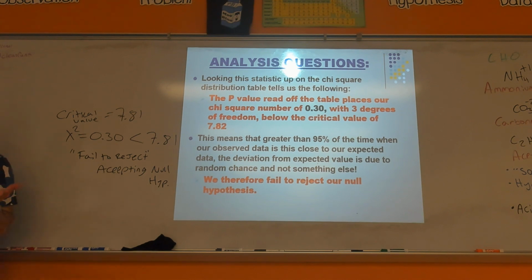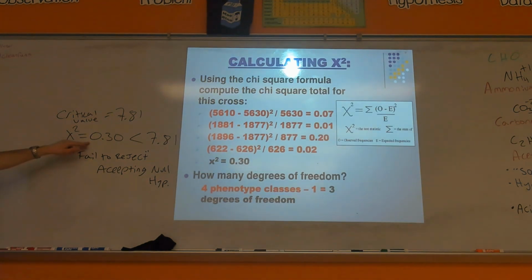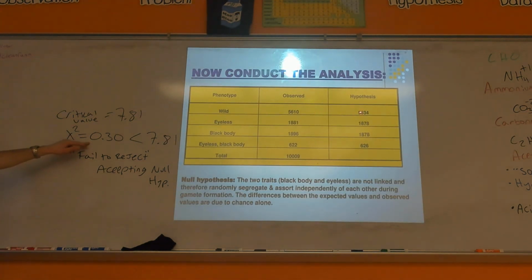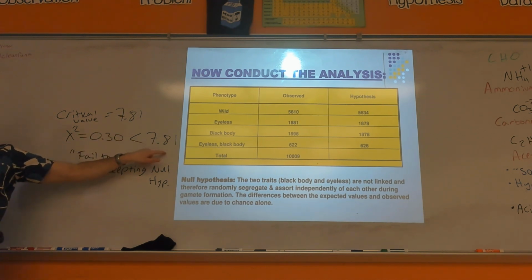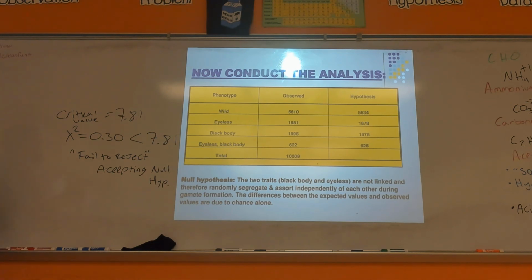Now, understand what that means. When you fail to reject, you're accepting the null hypothesis. What you're saying is that any difference we got in our numbers, the differences between our observed and what we expected, is just due to chance. Because the chi-squared value we calculated is lower than our critical value from the table, we fail to reject, meaning we accept our null hypothesis.